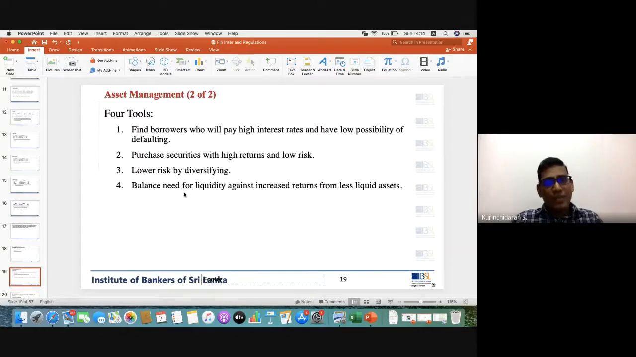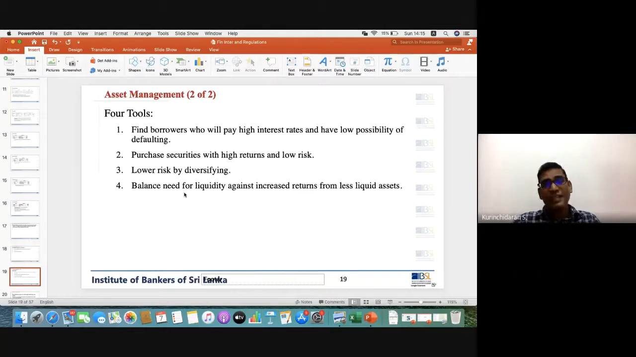So how can they overcome this, especially under asset management? Banks should find borrowers who will pay high interest rates and have a low possibility of defaulting. So banks should lend to its customers or the public at a higher rate, but at the same time with a low possibility of defaulting. That means the customer's creditworthiness should be very high, and at the same time, you should be able to get a high interest rate.